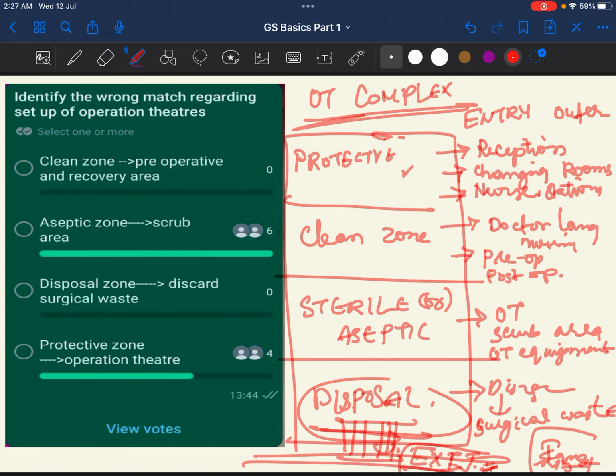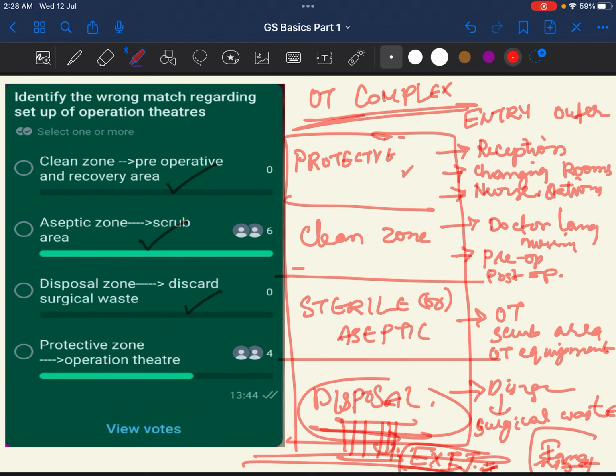So guys, coming back to the options. The first option is clean zone contains preoperative and recovery area. This is the correct option. The next option is aseptic zone, scrub area is there. Yes, this is correct. And disposal zone, discard the surgical waste, this is also correct.